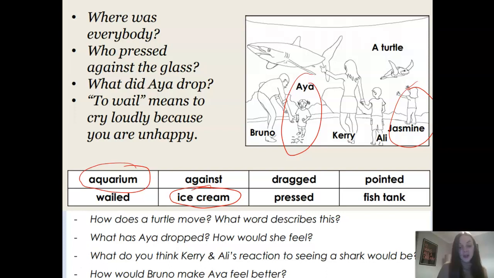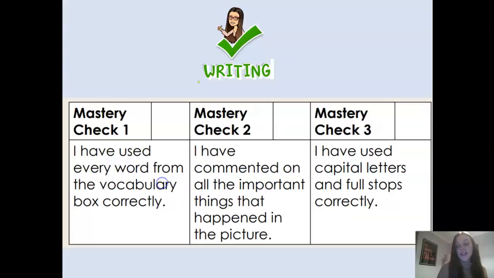Okay, so well done. Before we start writing then, let's have a look at what we'll be doing for our mastery check. So our mastery check 1 here says, I have used every word from the vocabulary box correctly. Okay, so remember what I said before. If you're in year 8, I would really like you to try and use all of those words. And if you're in year 7, okay, you can use them all, absolutely, but you don't have to. So try and use as many of them as you can and use them to help you tell the story.